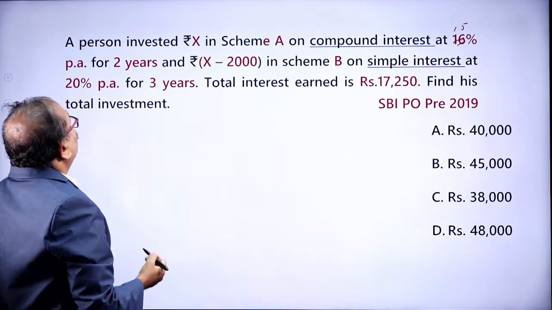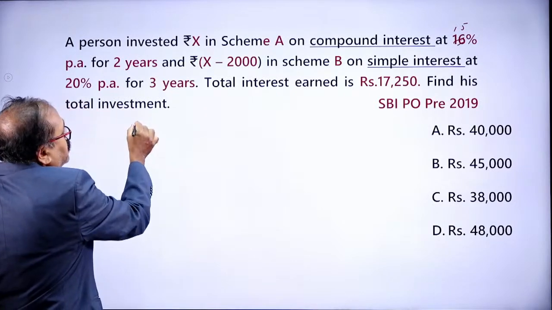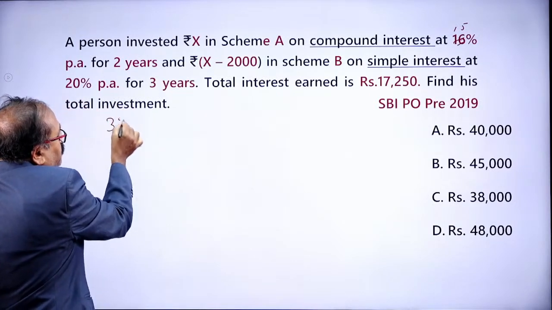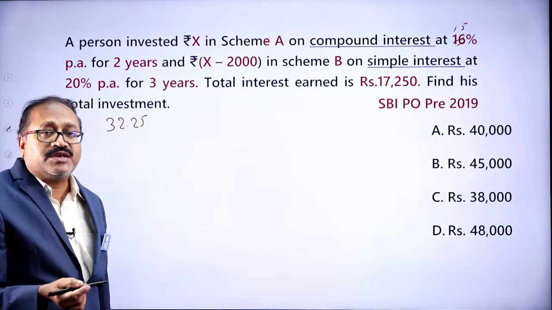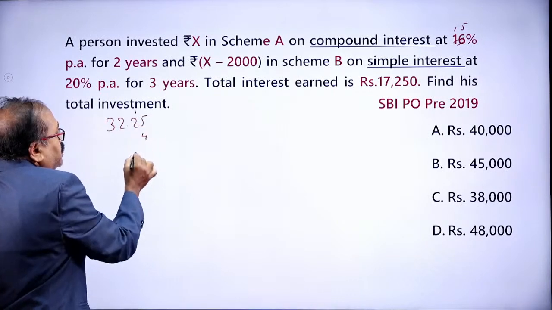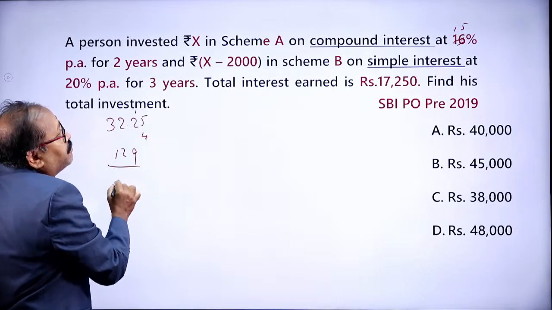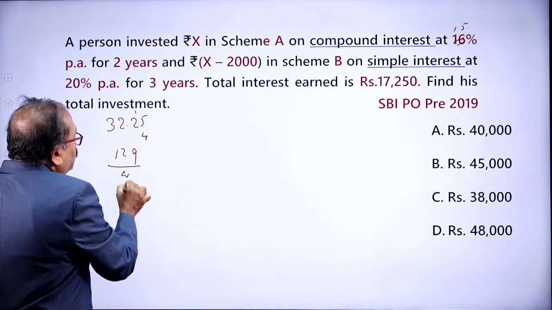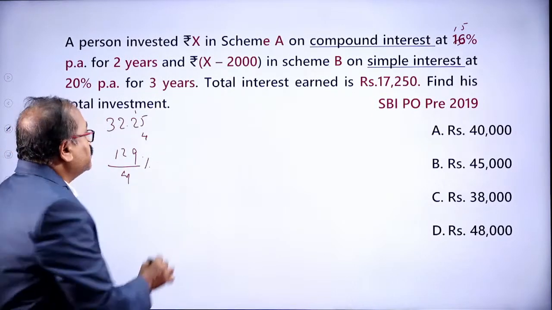Now, 15% for 2 years, how much will the compound interest be? Compound interest will be 32.25%. And 32.25%, how do you write? This is 1 by 4, and 4 8s are 32 plus 1 is 33, and 4 3s are 12, so 129 by 4. This percentage is there. Now I corrected the question.